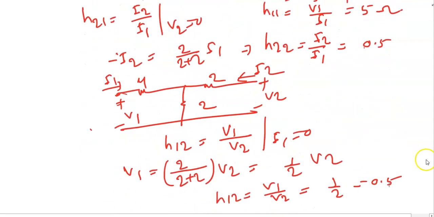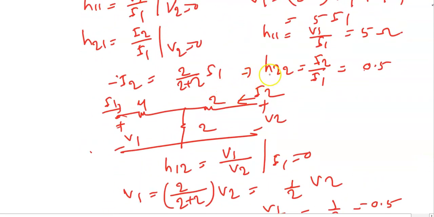Here is a correction for H21, because here we have missed the minus sign. Can you see this portion? Minus I2 is equal to 2 upon 2 plus 2 I1, so H21, which is I2 upon I1, is minus 0.5.